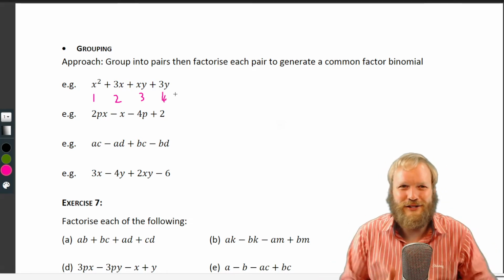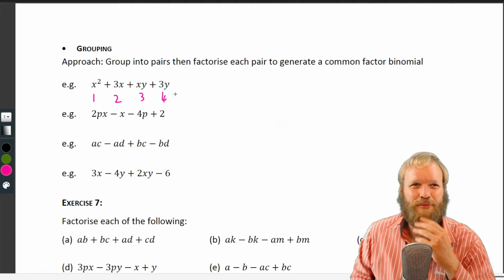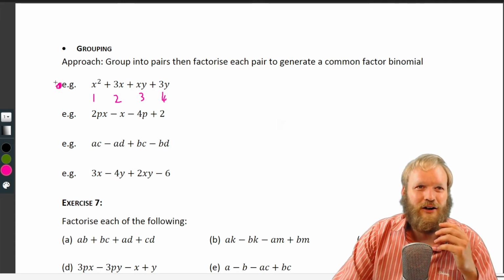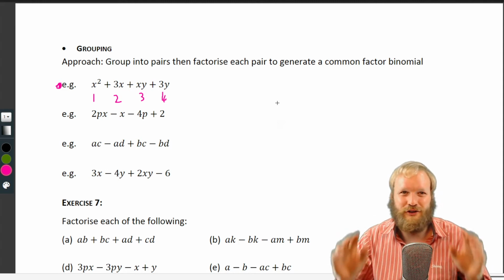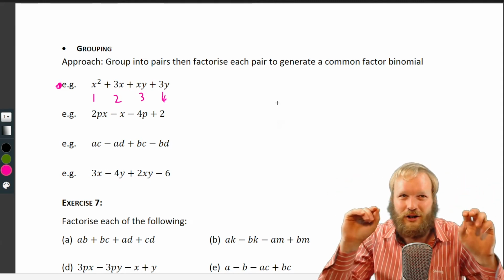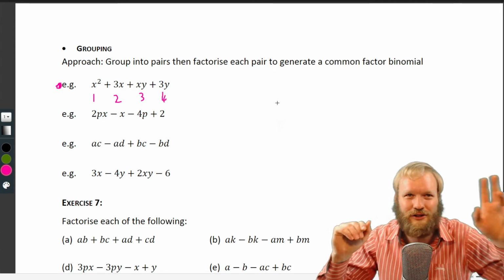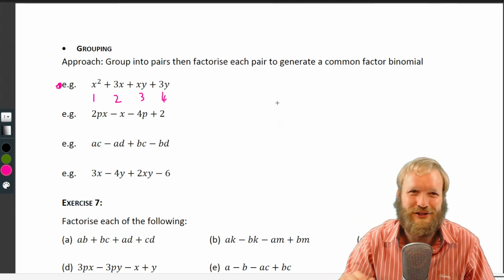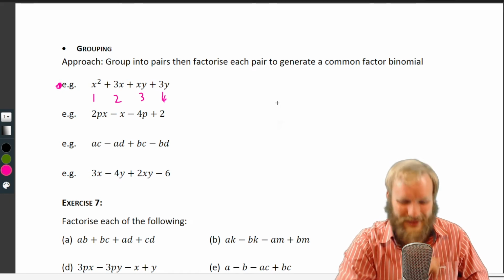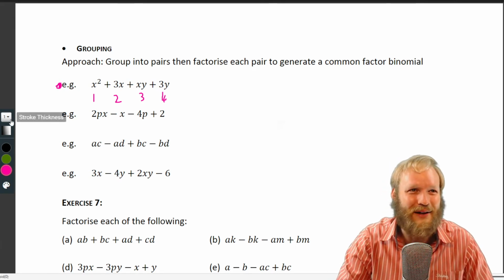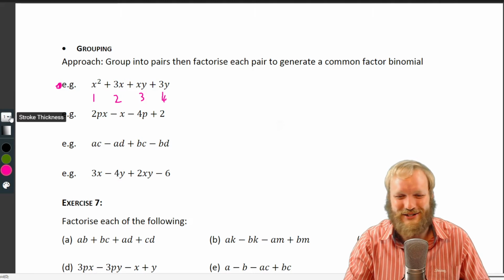Now, first things first, how are you going to group that? Are you going to group 1 and 2 together, 1 and 3, 1 and 4? You're going to group it into two pairs. So 1 and 2, 3 and 4? Or 1 and 3, 2 and 4? There are lots of combinations, right? Let's not go through all of them. How are you going to group it?